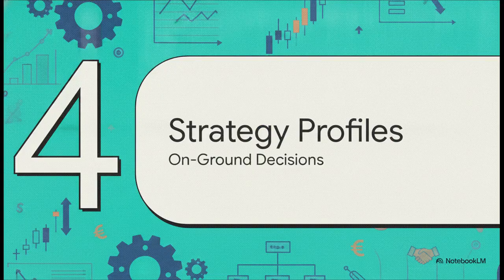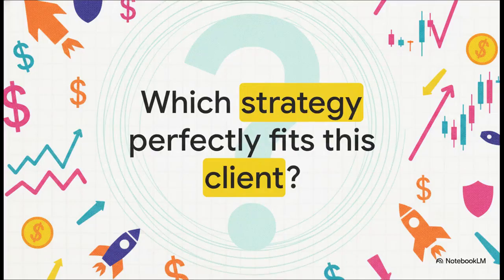Section 4. Advisor strategy profiles, on-ground decisions. Let's run through another scenario to see how an associate makes these on-ground decisions. A client calls in, right? They firmly believe Shopify stock is going to rocket up significantly over the next 3 months. They want in on that upside profit, but they're risk averse. They only want to risk a small, strictly defined upfront cost. So which specific option strategy perfectly solves this client's problem?